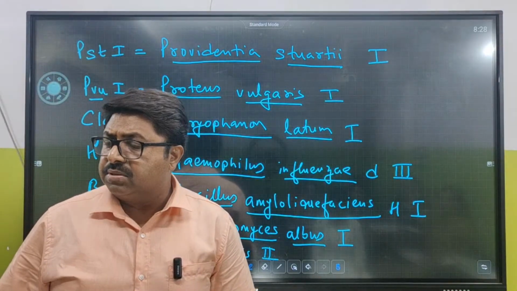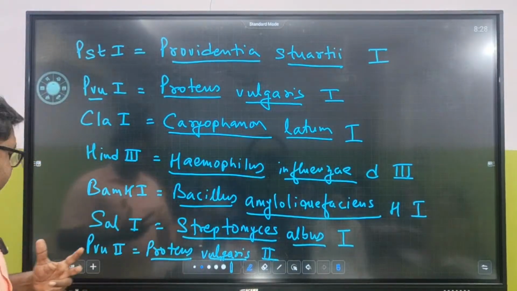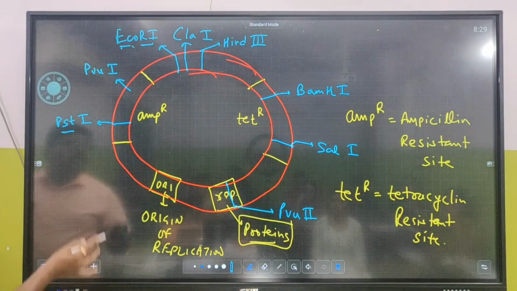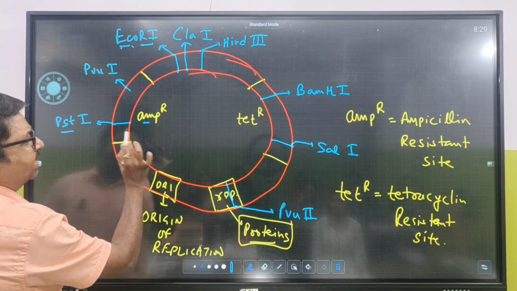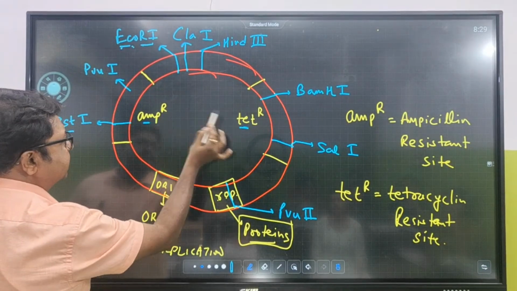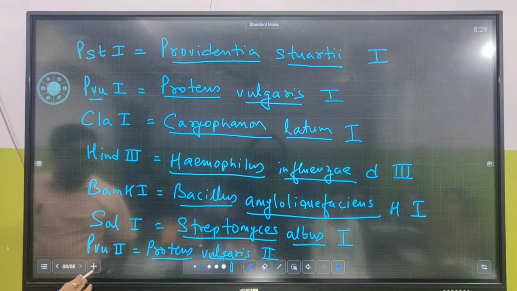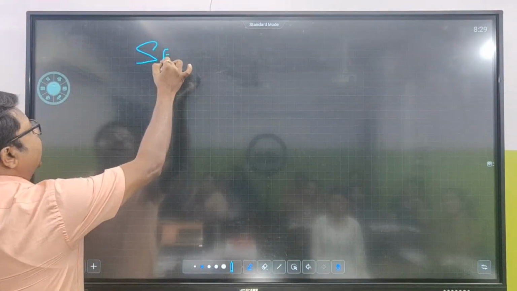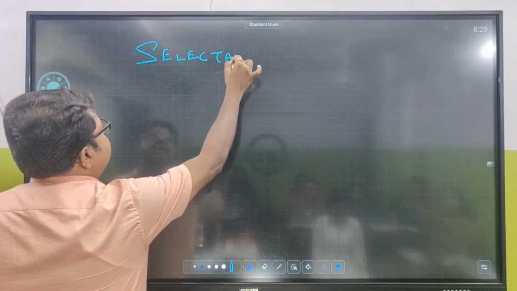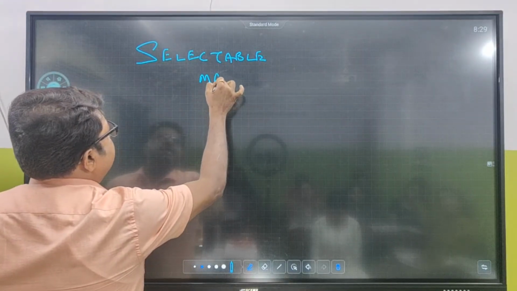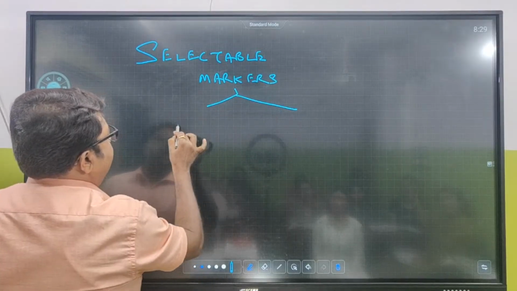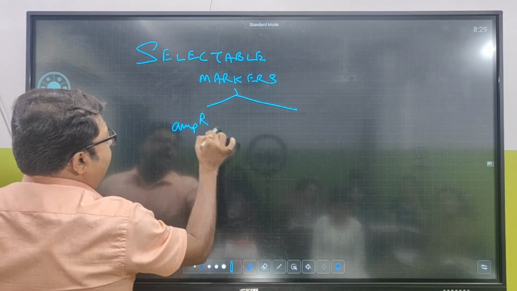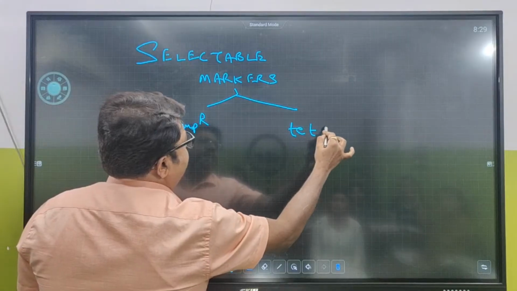Restriction enzymes. Now, see, there are two terms that you will be getting over here. One is ampicillin resistant and one is tetracycline resistant site. And these two are called as the selectable markers. Selectable markers. Fine? And one is AMPR and one is tetracycline R.